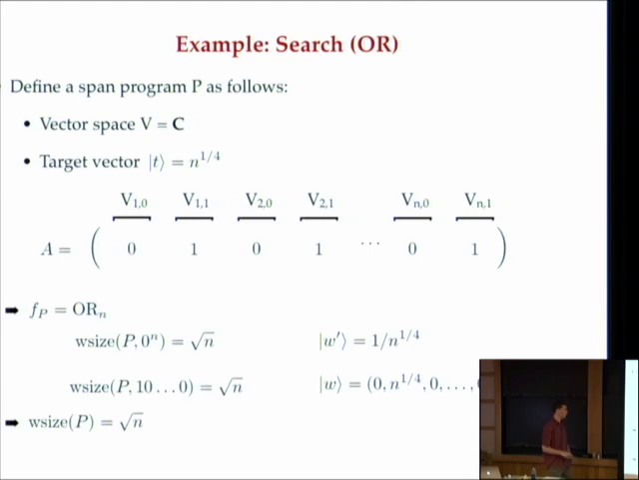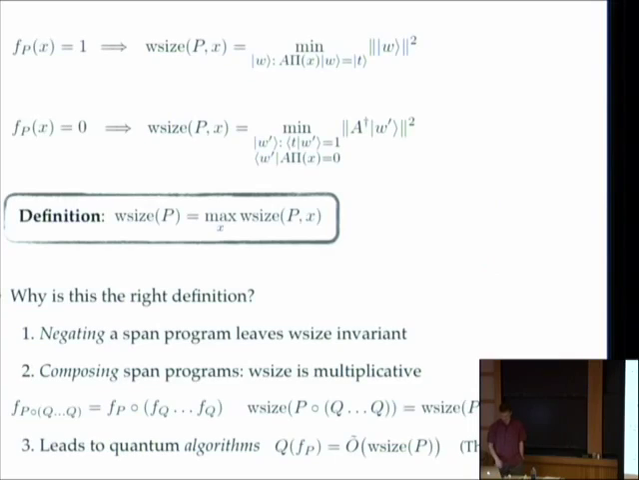And so here, the fact that it's square root of n and the fact that the quantum query complexity of the OR function is square root of n, that's not a coincidence. We'll see. But let me say a couple more things about why this definition. Where does it come from?